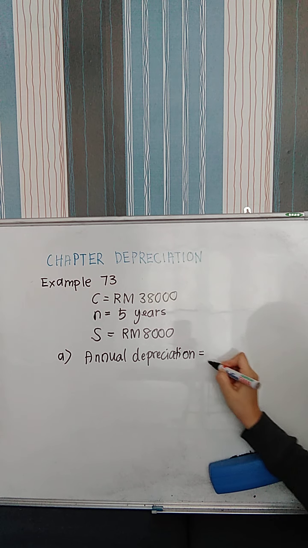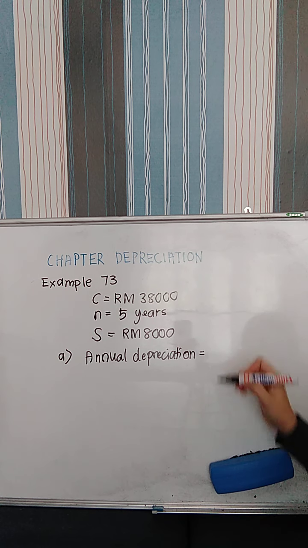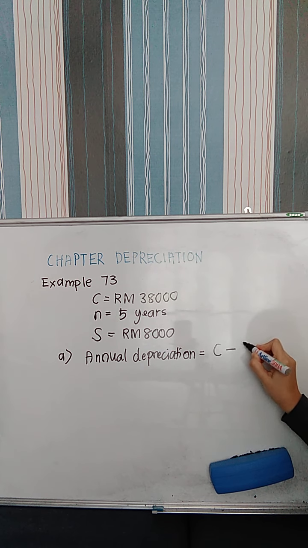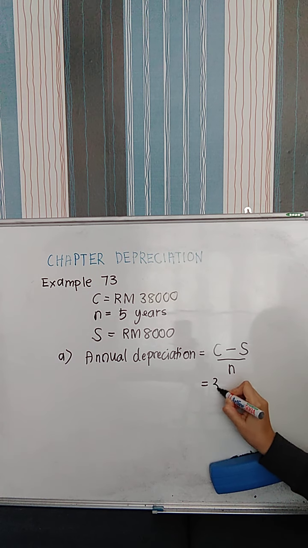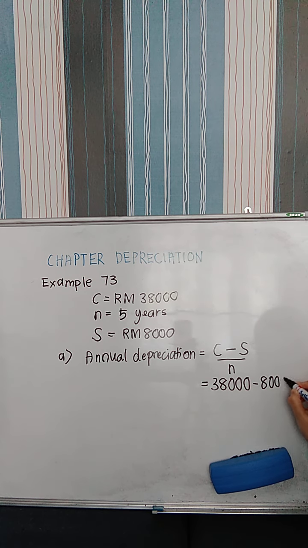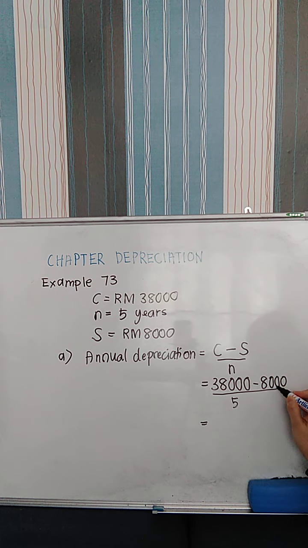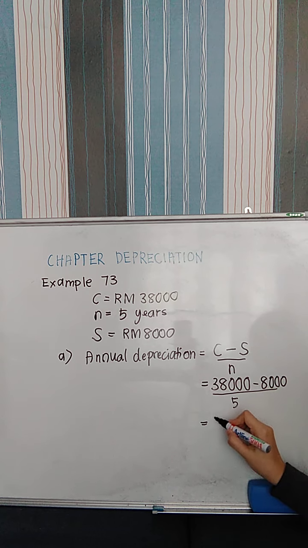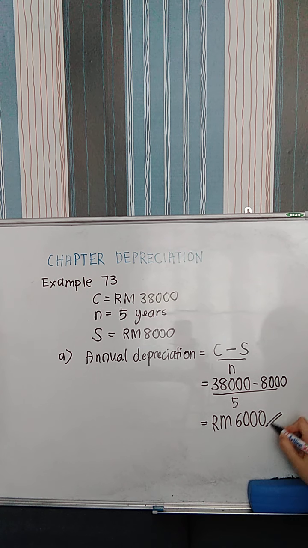Annual depreciation, refer to the formula: annual depreciation equal to cost minus salvage value, divided by N. So the cost is 38,000 minus 8,000, the salvage value, and then you divide by 5. So 38,000 minus 8,000 is 30,000. You divide by 5, so the answer is 6,000. 6,000 is the annual depreciation.